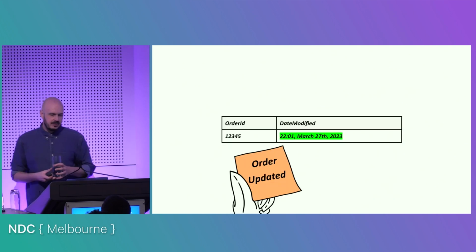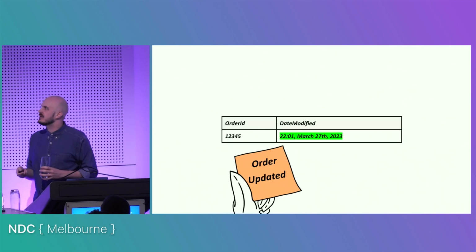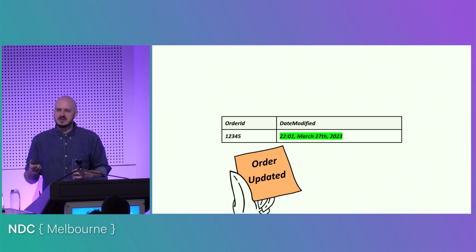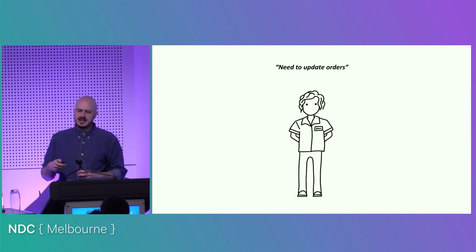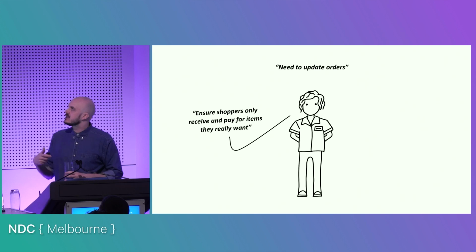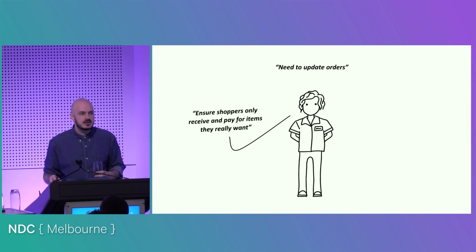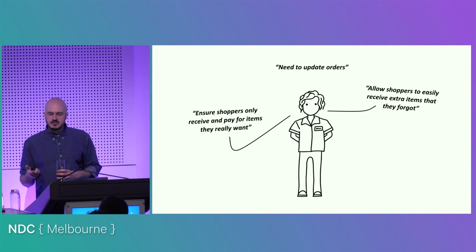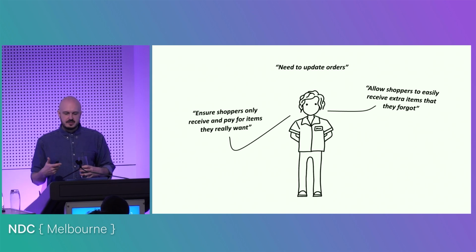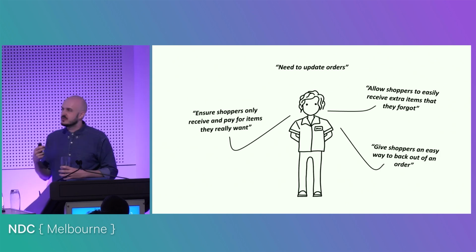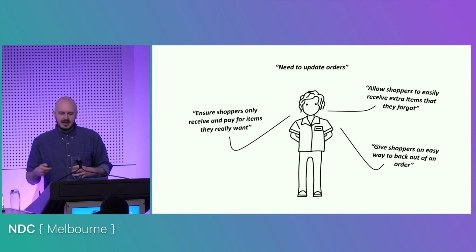So, if we think back to our bugs, obviously the store manager never wanted an arbitrary or random update to an order. When the store manager was removing products, it was to ensure that shoppers could only receive and pay for the items they really wanted. And when they were adding items during an order update, they were allowing shoppers to easily receive extra items that they had forgotten. And lastly, when the store manager was removing all of the products from an order, that was a way of giving the shopper an easy way to back out of an order entirely.